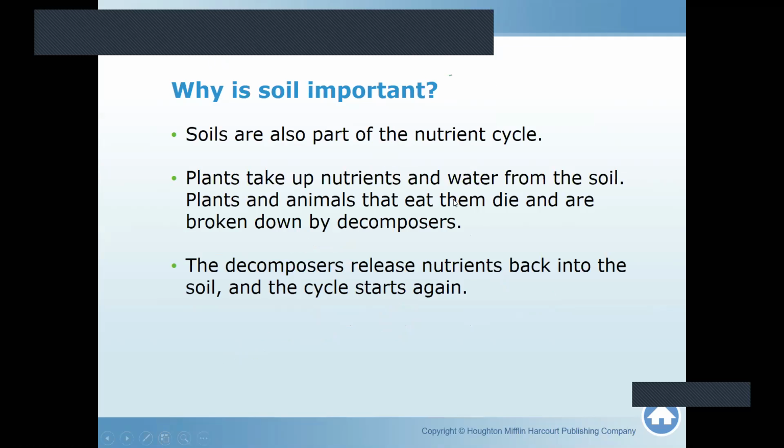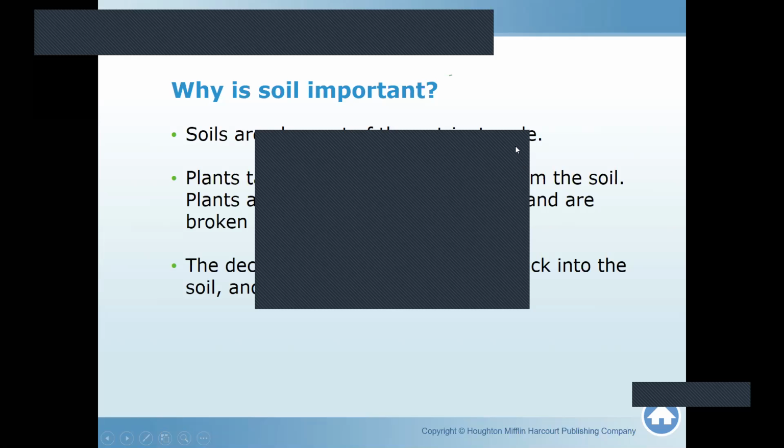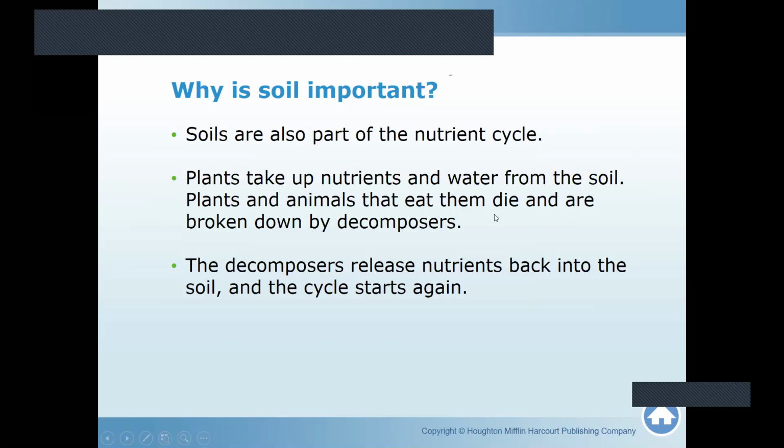Plants take up nutrients and water from the soil. Plants and animals that eat them die and are broken down by decomposers. The decomposers release nutrients back into the soil and the cycle starts again. They are talking about the nutrient cycle. Plants take the nutrients and water from soil. And then we eat and we die and we decompose back to the soil, right? They put us into the mud. We again decompose. And the decomposers release nutrients back into the soil and the cycle starts again. This is how the cycle goes on.